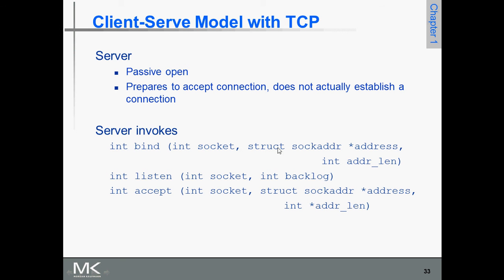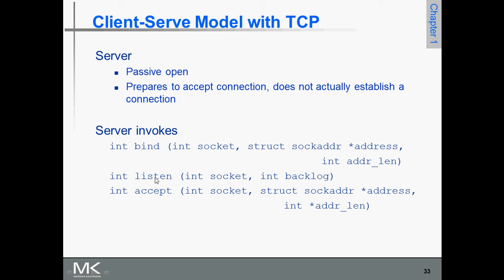Your second parameter is struct sockaddr star of address. In this place you are going to use the IP address of the server machine. Then here we have int addr hyphen length. This is the length of the address you are going to assign to this newly created socket.